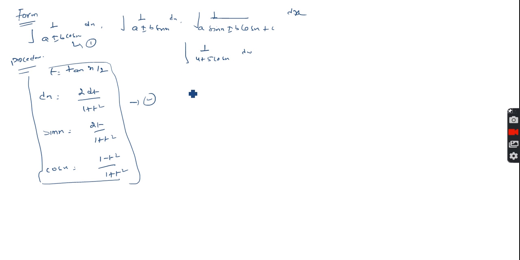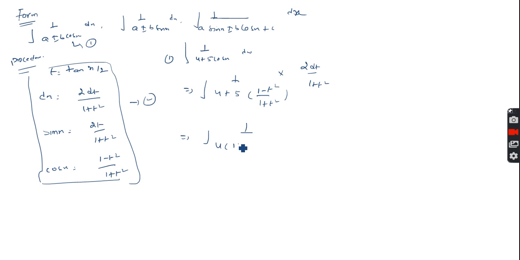Suppose the problem is the integration of 1 by 4 plus 5 into cos x. The cos can be written as 1 minus t square by 1 plus t square, into dx. How to write dx? 2 into dt by 1 plus t square. So we take the LCM here. The LCM is 1 plus t square.